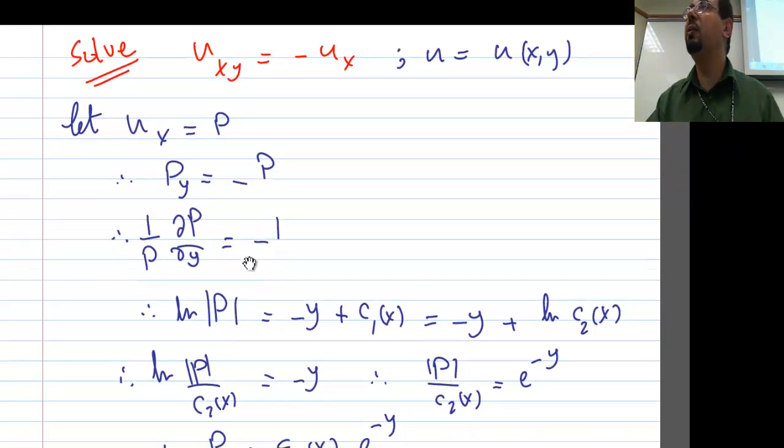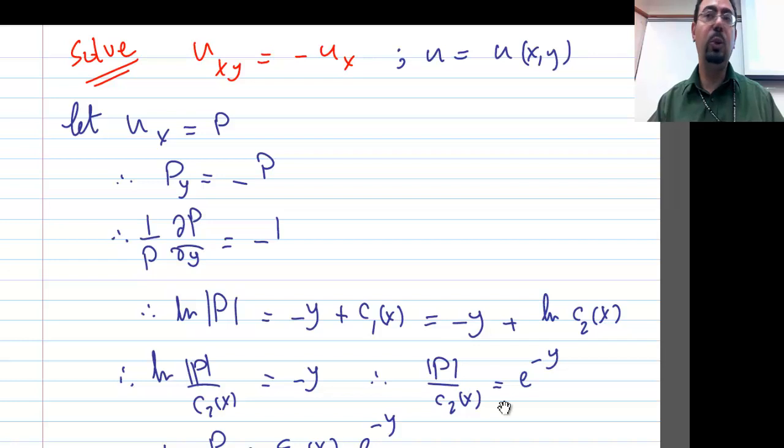How do you integrate this as an ordinary differential equation? Well, you take the p under the partial p and this becomes y. So the solution is ln p equals minus y plus a constant. That constant is not really a constant, it's a constant of x. The reason why it disappeared here is that when you differentiate this with respect to y, this term will be 0 because it's only a function of x. So when you are integrating a partial differential equation in y, the constant should be a function of x, because when you differentiate with respect to y, anything that's a function of x will disappear.